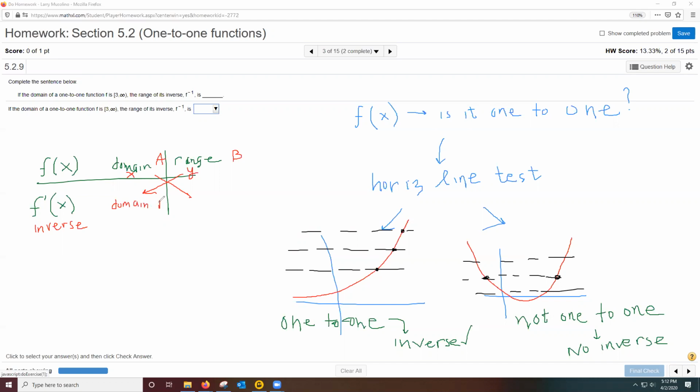So it means whatever the range was for the original function, it's going to flip and be the domain for the inverse function. And whatever was the domain for the original function is going to flip and be the range for the inverse. So basically, domain and range flip around, just like the x, y values flip around. So if the domain of the original function was 3, infinity, the range of the inverse should be exactly the same because the domain got flipped. In this example, the domain flipped to be the range.